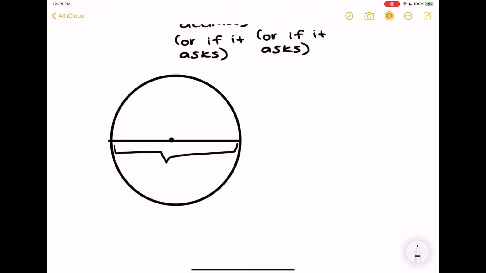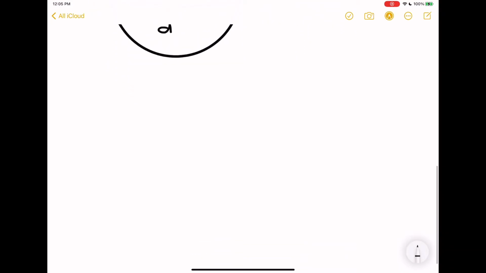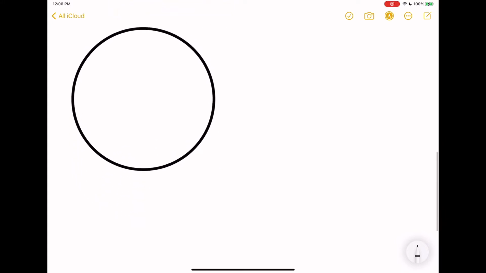So what is the radius of a circle? If I take a circle and split it in half to make two semicircles, then I have that line as the diameter. And if I divide the diameter by 2, I get the radius. So keep that in mind because that is going to be very useful.